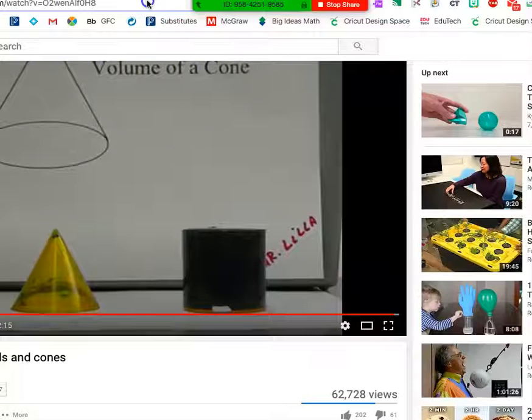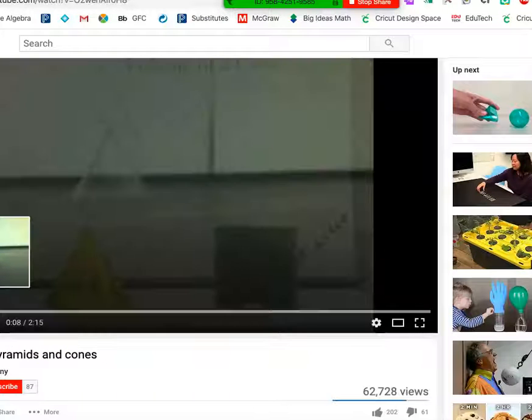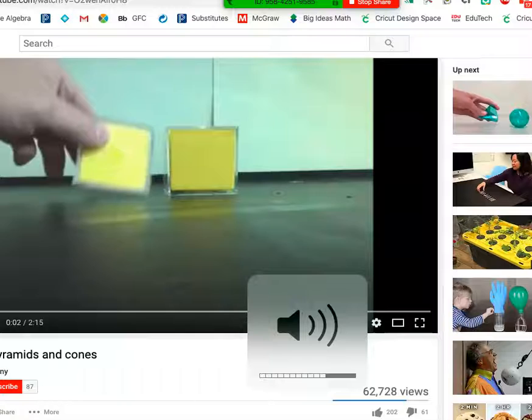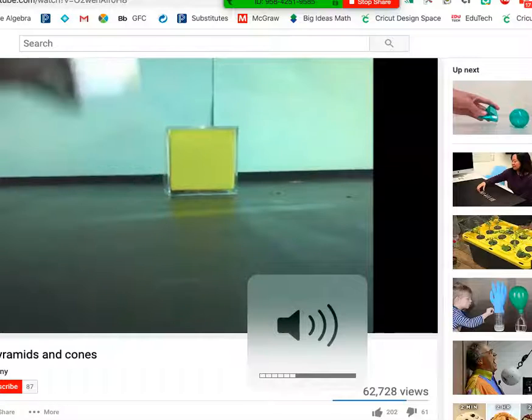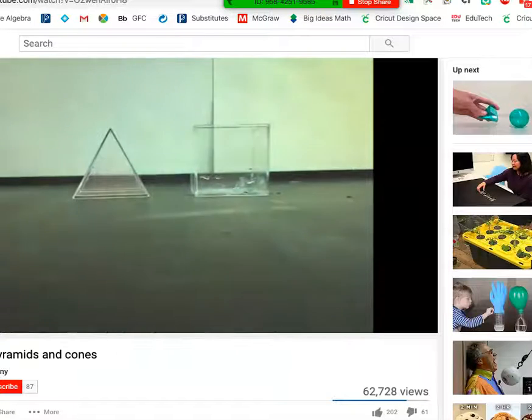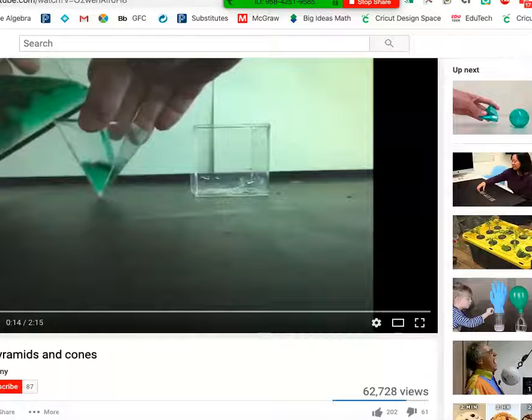So this will help us figure out what the formula is to find the volume of a cone and pyramid. Okay? So I'm going to hit play. So we have a pyramid there and a prism with the same base size. And they're going to show us how many of those pyramids it takes to fill it up. But before they do it, what's our guess? How many of those pyramids will it take to fill up that prism?